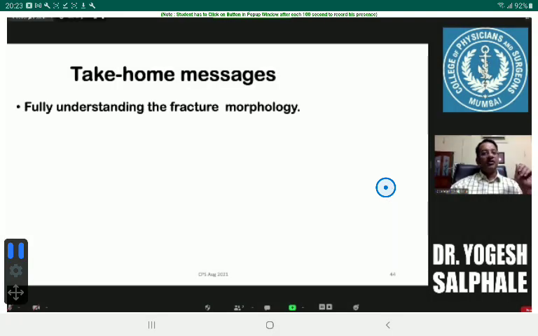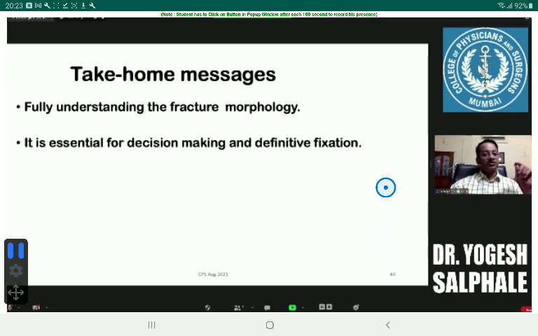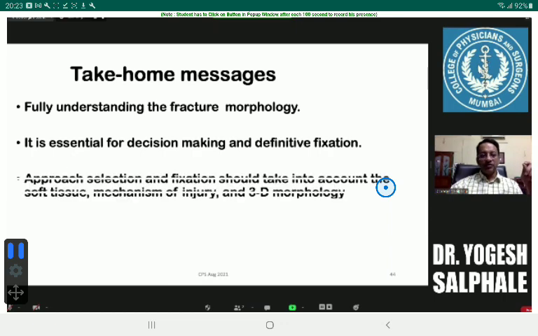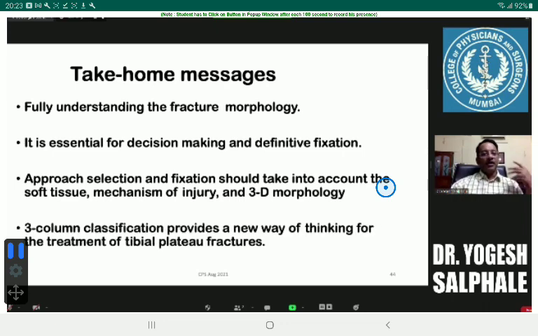So the take-home message: fully understand the fracture morphology. It is essential for decision-making and definitive fixation. Approach, selection, and fixation should take into account the soft tissue, mechanism of injury and the 3D morphology, and a 3-column classification provides a new way of thinking in the management and the treatment of the tibial plateau fractures.